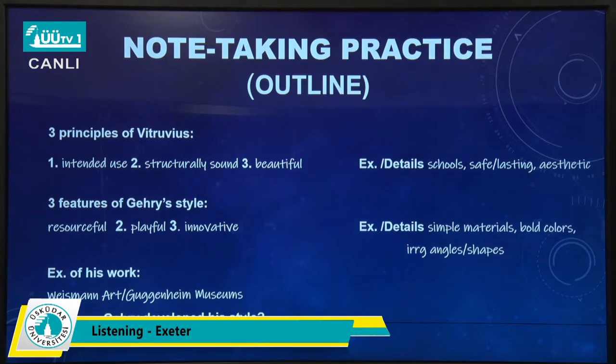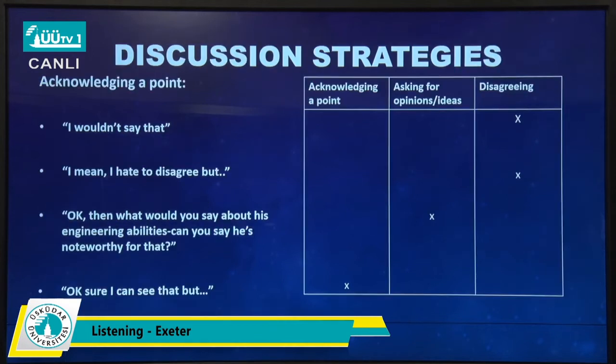Now your outline of note-taking should look like this. I use abbreviations, as you can see here, like PPL for people, and all these things from the lesson that I was giving to you earlier. Now, the last part of this lesson is we're going to look at the discussion strategies.